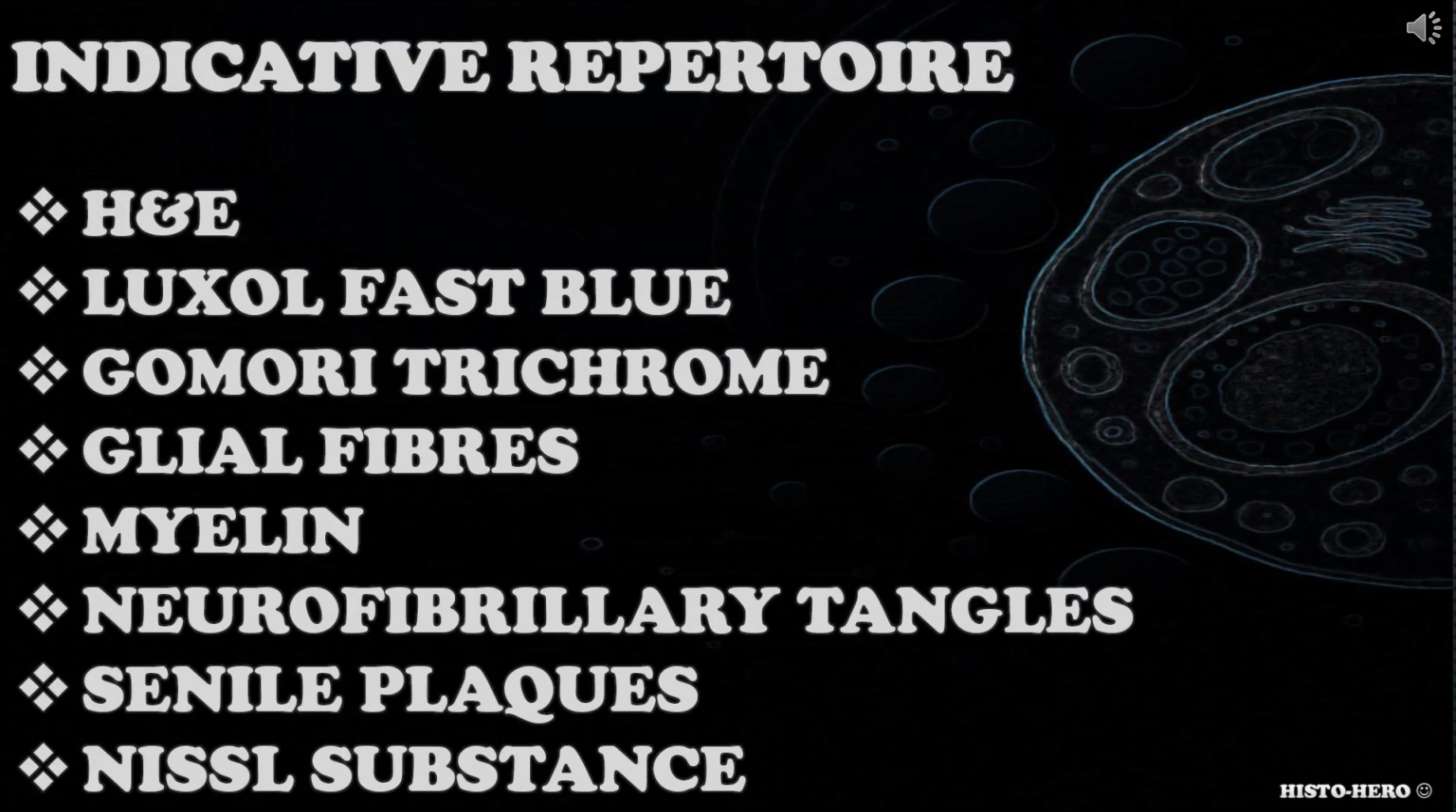The portfolio offers indicative repertoire for this section that includes hematoxylin and eosin, Luxol fast blue, Gomori trichrome, glial fibers, myelin, neurofibrillary tangles, senile plaques, Nissl substance.